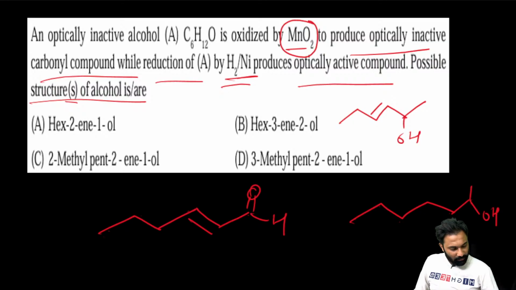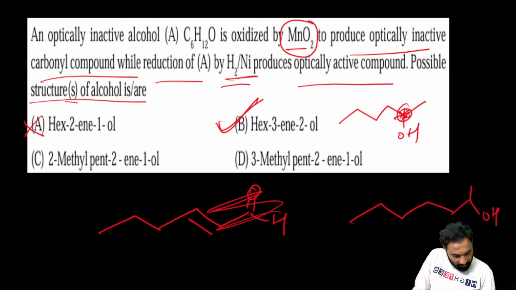But it is not optically active. A will not give the optically active compound. Now if you go for here, this one will be reduced and it will become the alcohol, right? Now B will give the optically active alcohol.